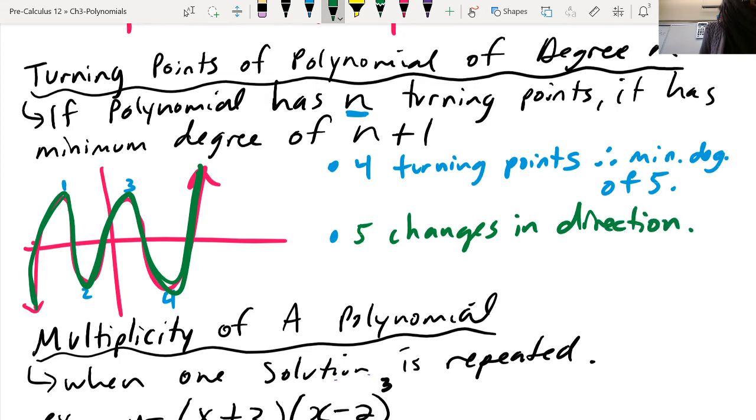So kind of like with everything else, I want you to pick the one that makes the most sense to you. If you feel that this green 5 changes in direction really works for you and that's how you want to do it, go for it. If this 4 turning points, like counting the corners or the turning points, helps, go with that. Use both. It doesn't matter. Just make sure that you figure out which one helps you to know how to do this. So that's what we're talking about.